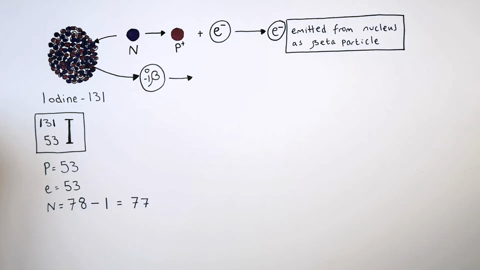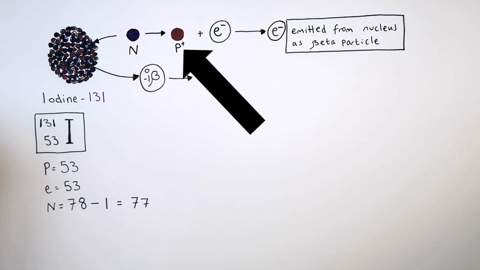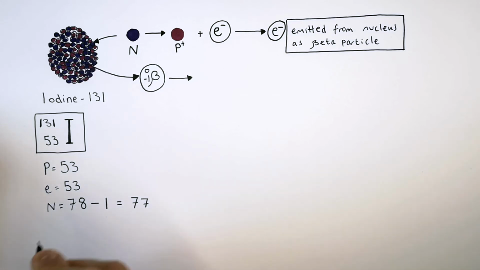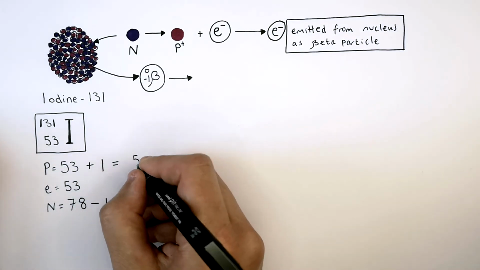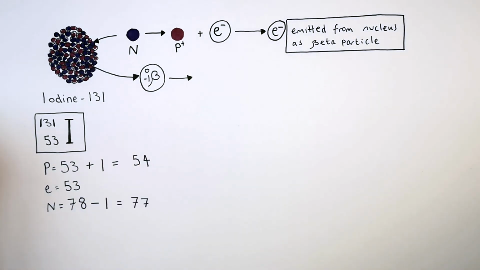And before the beta decay, we had 53 protons. But remember, the neutron has changed into a proton and an electron, and that proton remains in the nucleus. So the number of protons goes from 53, plus 1 proton, so now there are 54 protons in the nucleus.